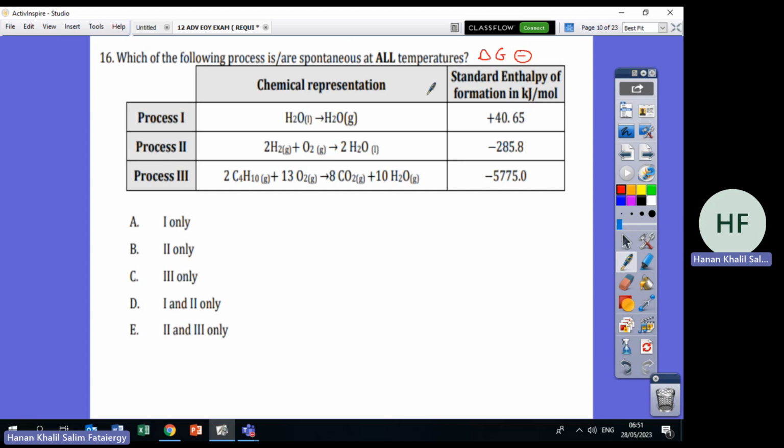Okay, yalla, let's do the sign of delta S. Here delta S is positive. Here from gas to liquid, this is negative. This one is 15, 18, so this is positive. Now this is delta H. Positive, positive, it will be spontaneous at high temperature only. Negative, negative, spontaneous at low temperature only. Positive, negative, we take the sign of delta H. So this process. So the answer is process 3.